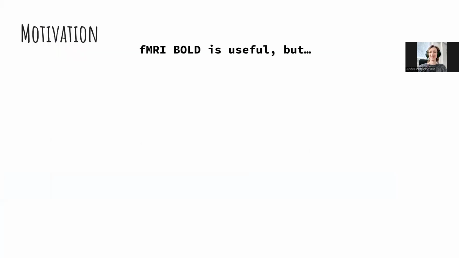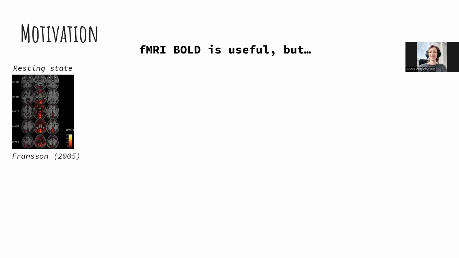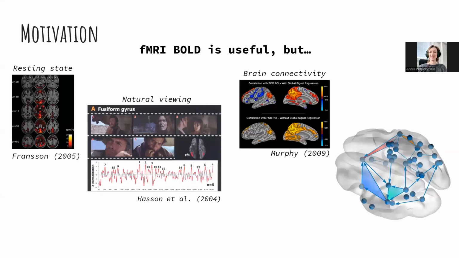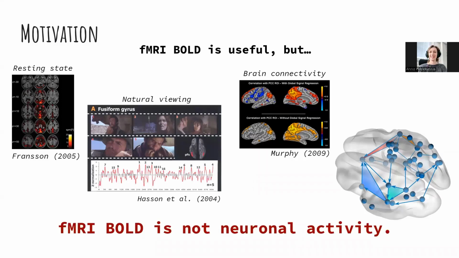We all know that fMRI BOLD signal is very useful for scientific and clinical purposes, but imagine that you want to analyze an experiment with no predefined response times. It can be, for example, the low-frequency fluctuation in the resting state, or the natural viewing or audio experiment. Or you compute the connectivity and maybe you want to interpret it. The common challenge of all these tasks is that the measured BOLD signal is not directly the neuronal activity. But let's see what we can do about it.